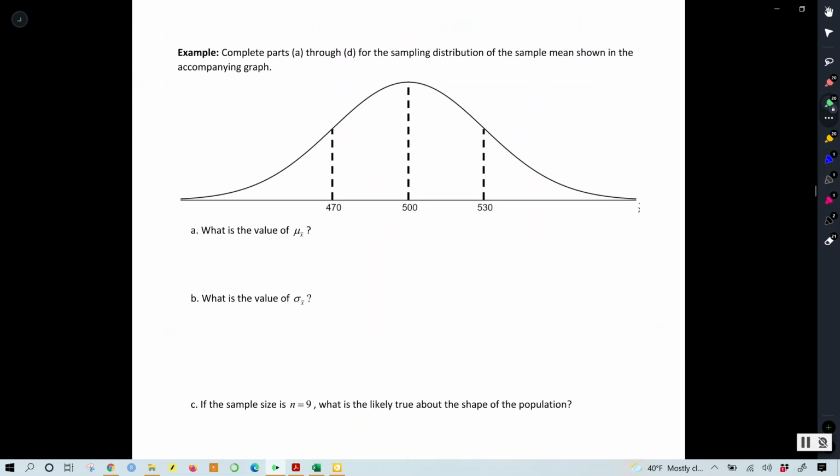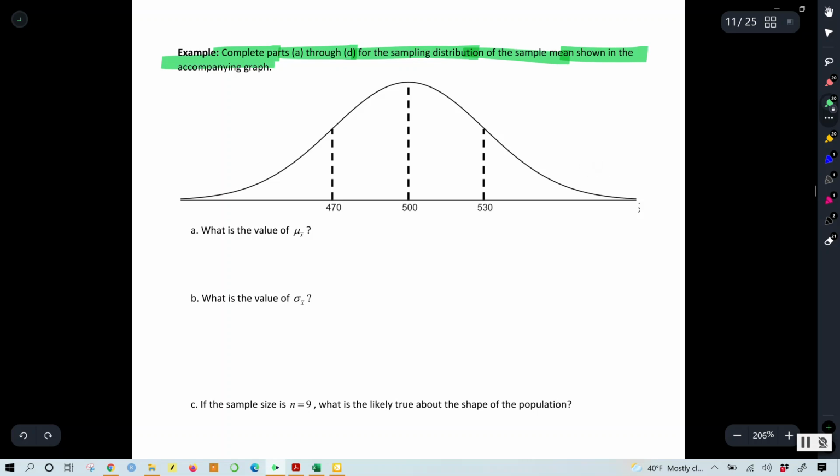On the next page, we're to complete parts A through D for the sampling distribution of the sample mean shown in the accompanying graph. So I can see that this population right here has a normal distribution. It has a normal distribution.